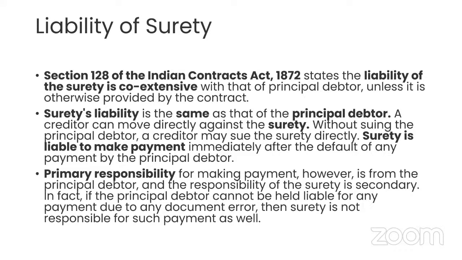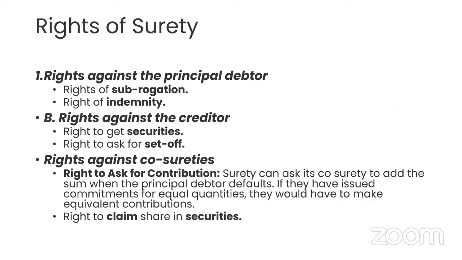If for some reason, let us assume for some reason, I am discharged from my liability. Will X then be asked to make the payment? No. Surety is liable only to the extent to which the principal debtor is liable, neither more nor less. If the principal debtor for some reason cannot be held liable, then the surety also cannot be held liable. Right? So, though the surety is signing the document, whose responsibility is the primary responsibility? It is that of the principal debtor.